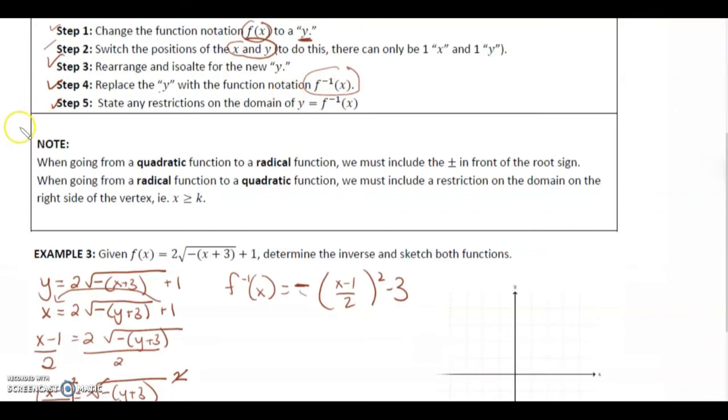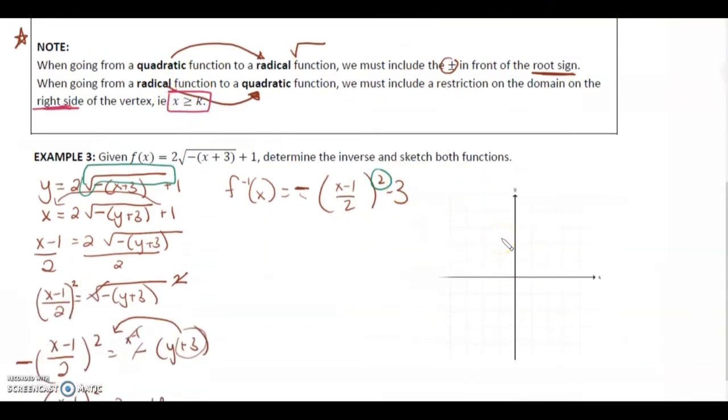Okay, here is my note, and this is like a little cheat sheet. When going from a quadratic to a radical, and by radical function we mean like the square root function, we have to include the plus or minus in front of the root sign. I'm going to get to that in our next example. For this one, I'm going to touch on this: when going from the radical to a quadratic, which is what we just did, we have a radical function, and then our inverse function is the quadratic. What happens is we have to include a restriction on the domain, and usually what we do is take the right side of the vertex, okay? And this is how it's going to look.